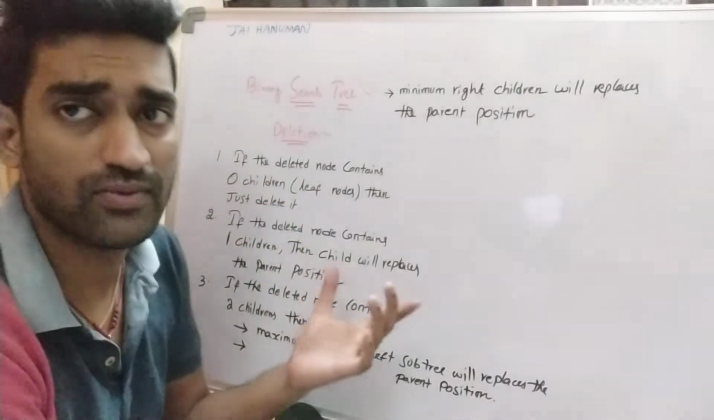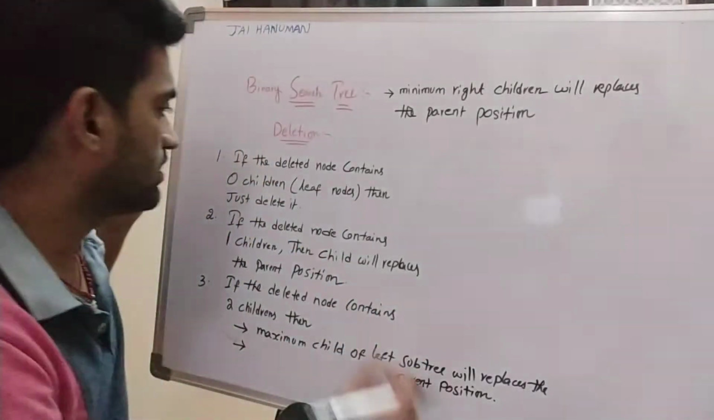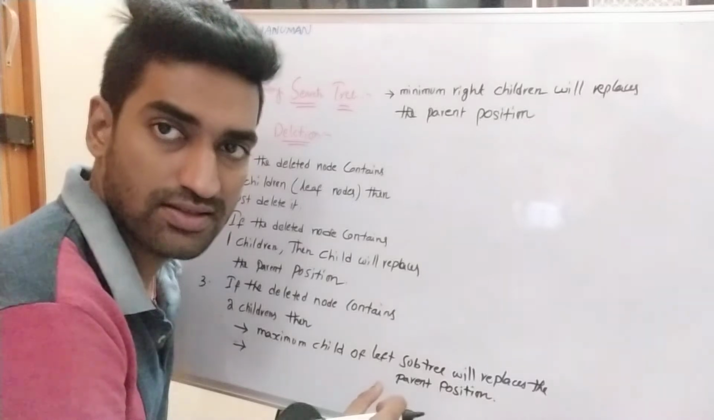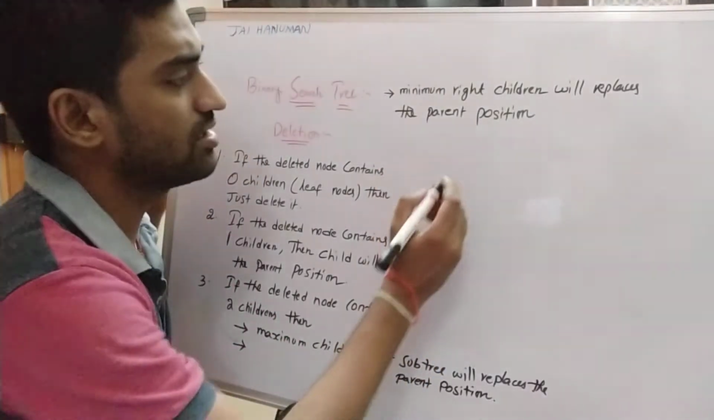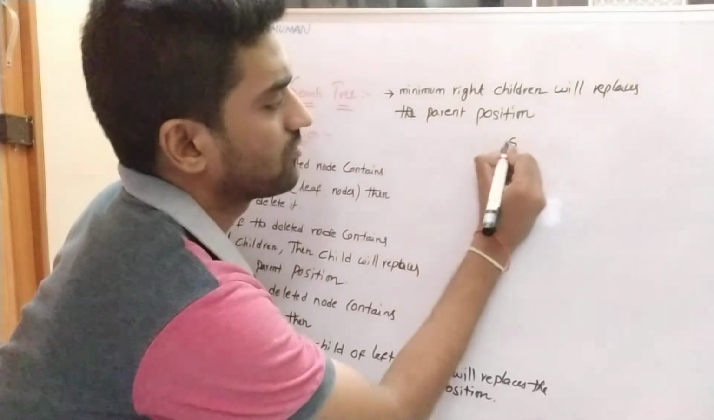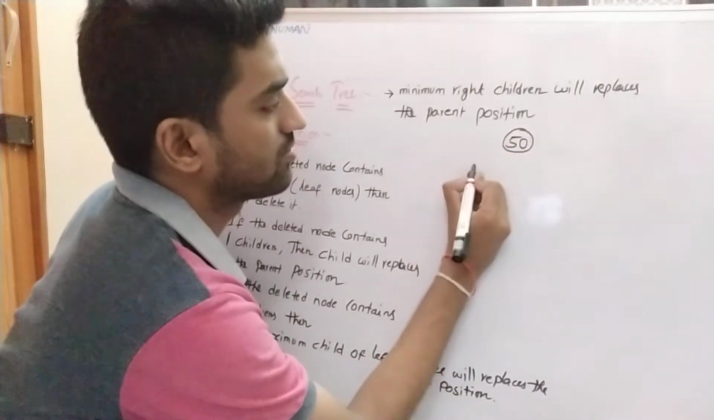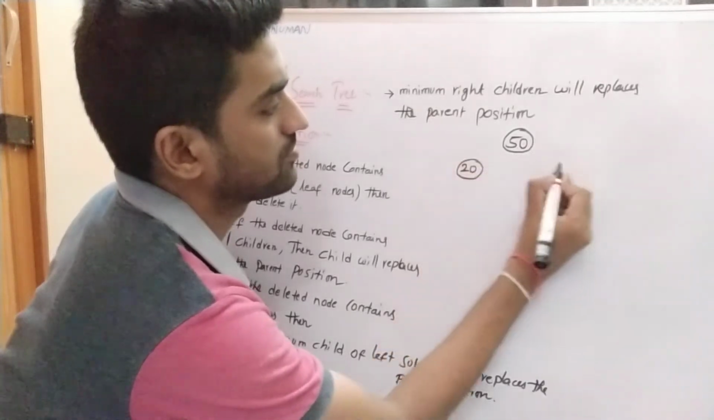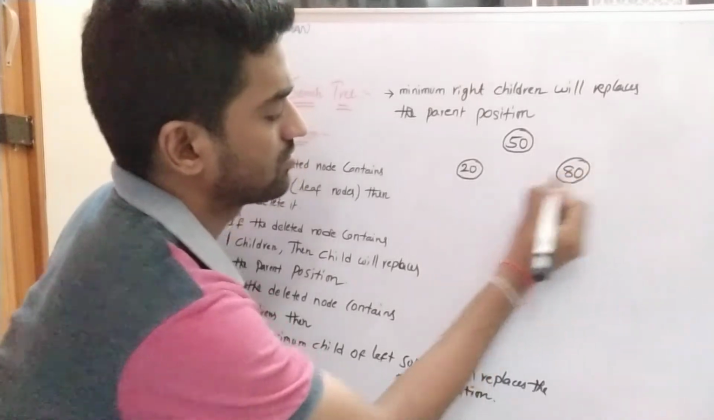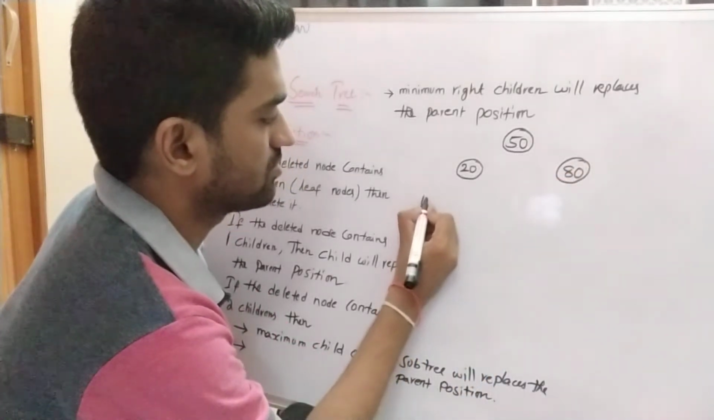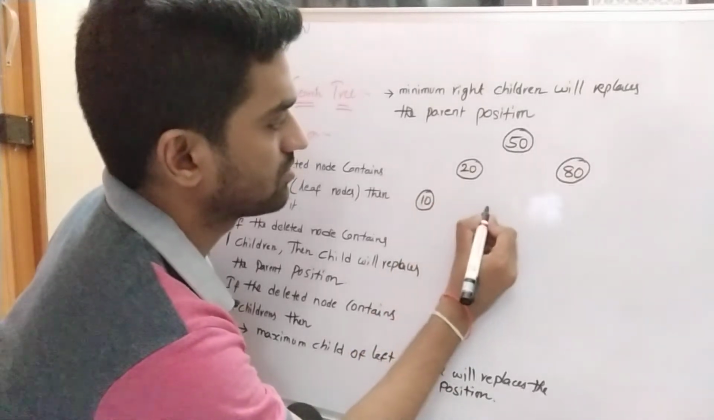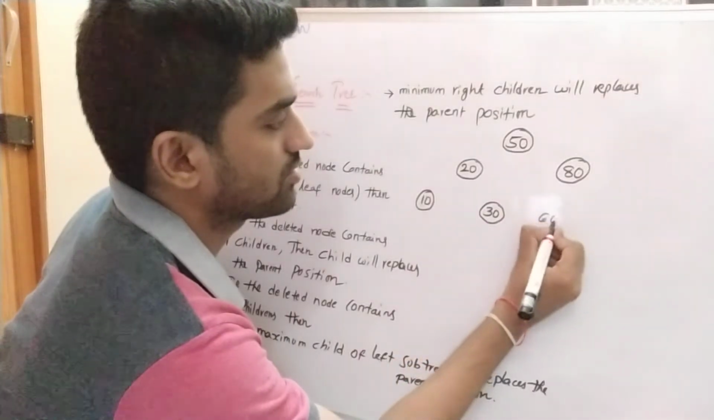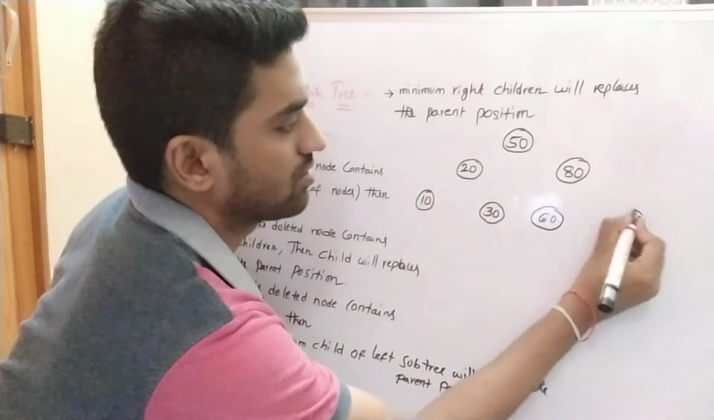Here I am taking one example, and based on that example, I am showing all the possible cases for the binary search tree deletion operation. Here I am taking one binary search tree. Suppose I am taking 50, 20, 80, 10, 30, 60, 90.